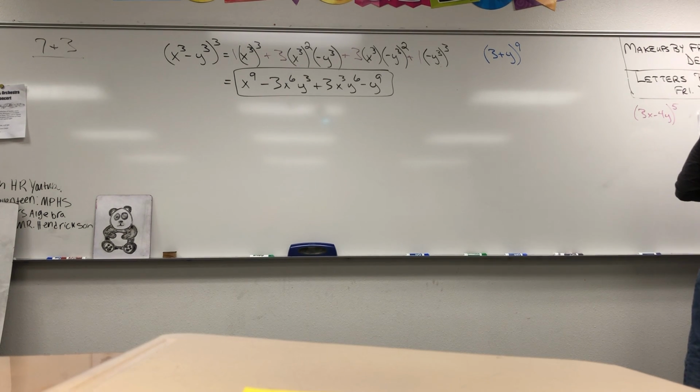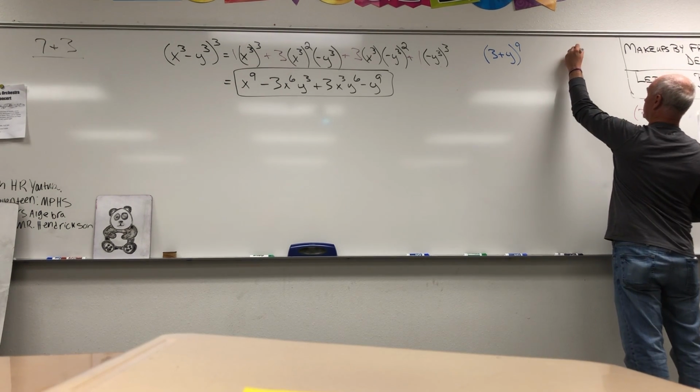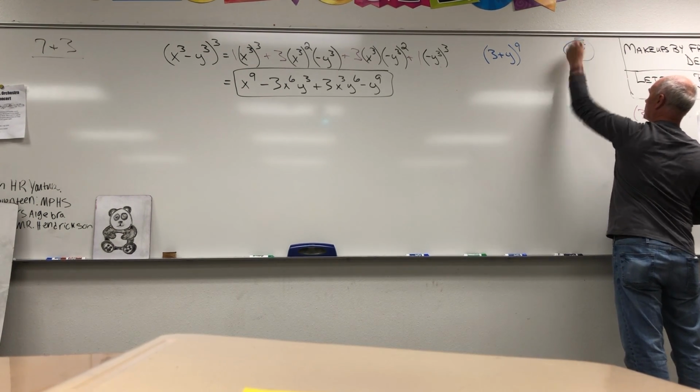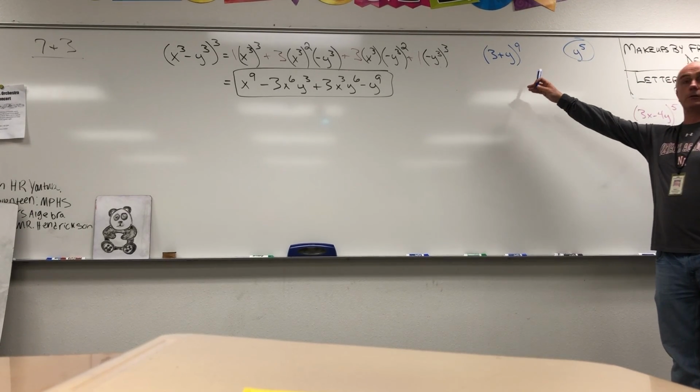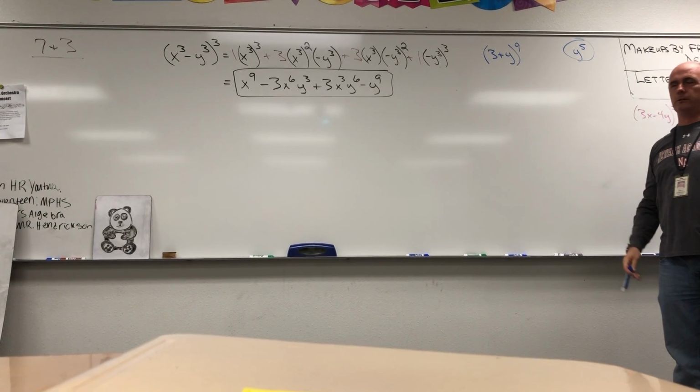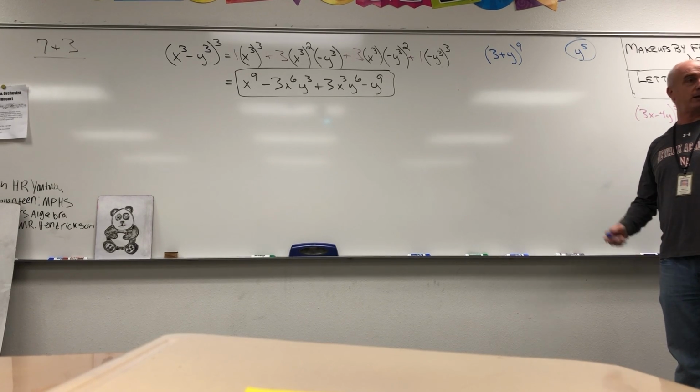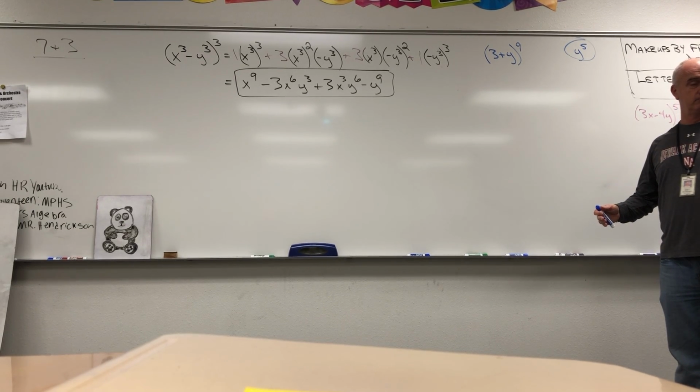They would like us to find the term that includes y to the 5th. Find just one. Just one term. That's all we've got to find. How many terms are there, by the way? 10. There are 10 terms. We only want to find one of them. So not too bad. Fair? Okay.